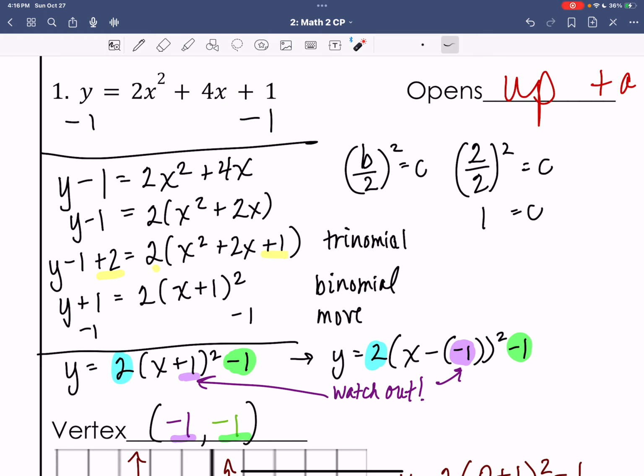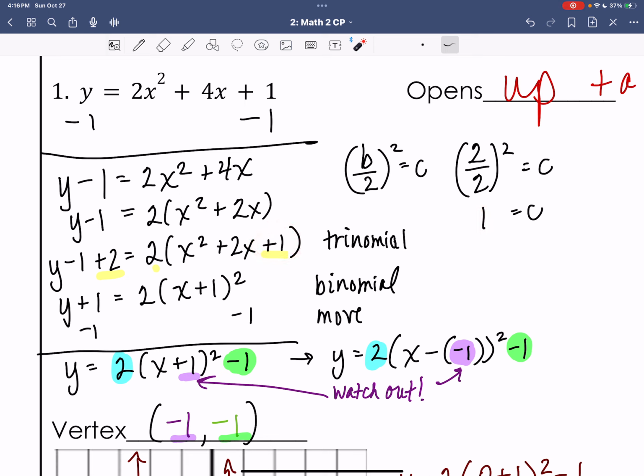And then now we have y minus 1 equals 2x squared plus 4x. So now we need to factor out 2 from each term, and you are left with x squared plus 2x inside the parentheses. Now that we've done that, we need to make our trinomial. So we're taking this, substituting into here, so you get 2 over 2, which is 1, square it, that equals c. So 1 is where we got that.